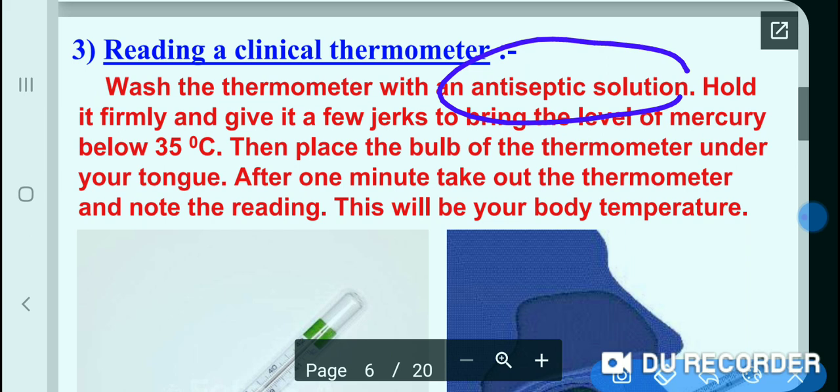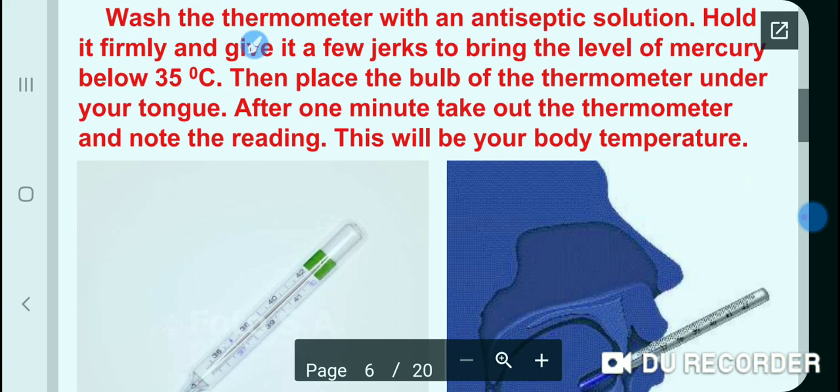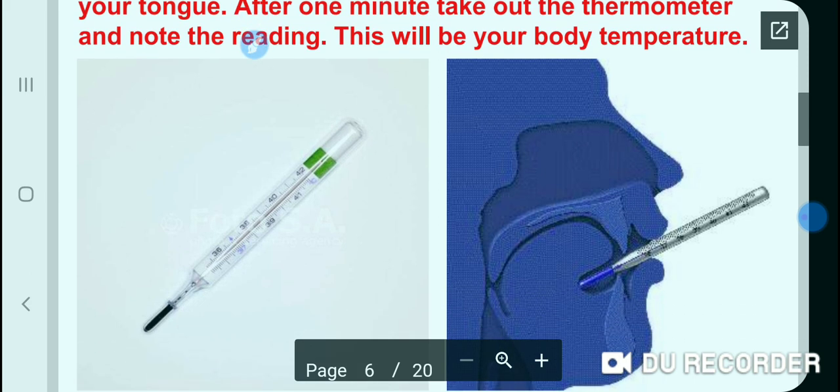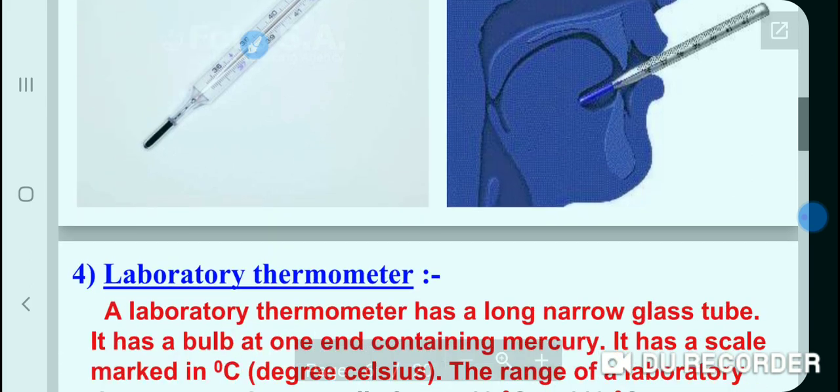Then place the bulb of the thermometer under your tongue. After 1 minute, take out the thermometer and note the reading. This will be your body temperature. It should be 37 degrees Celsius or 98.6 degrees Fahrenheit when you are healthy, that means there is no problem in your body.